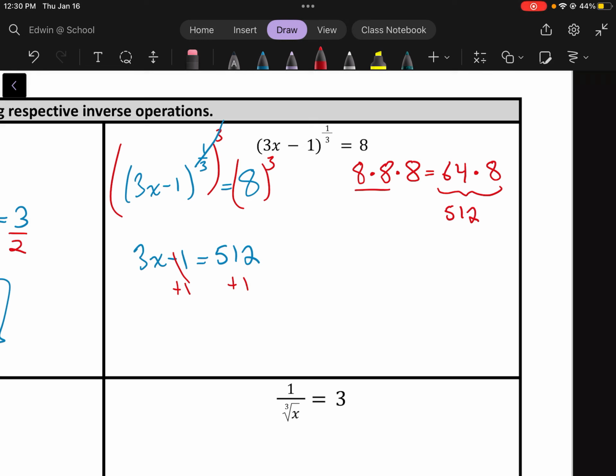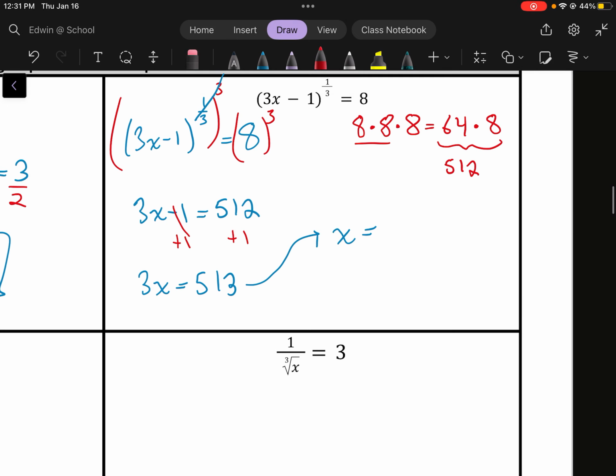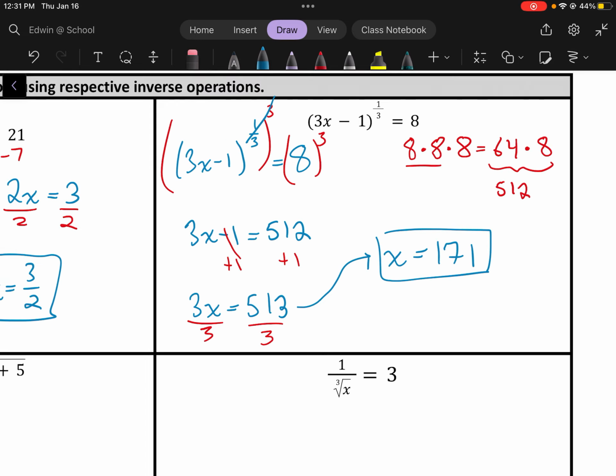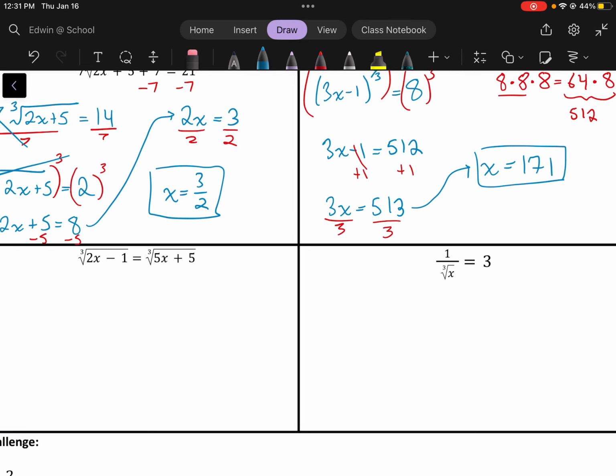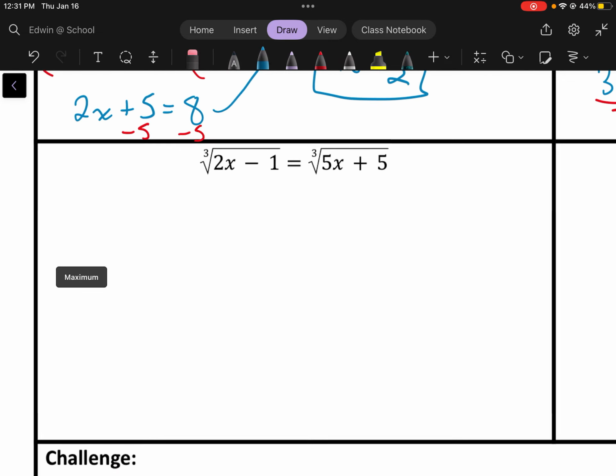Now that we have this, we're just solving for x. Add 1 to both sides. End up with 3x equals 513. We get x is equal to, if we were to divide this by 3, 171. I know I'm going kind of fast, but you can always feel free to pause these videos at any point.